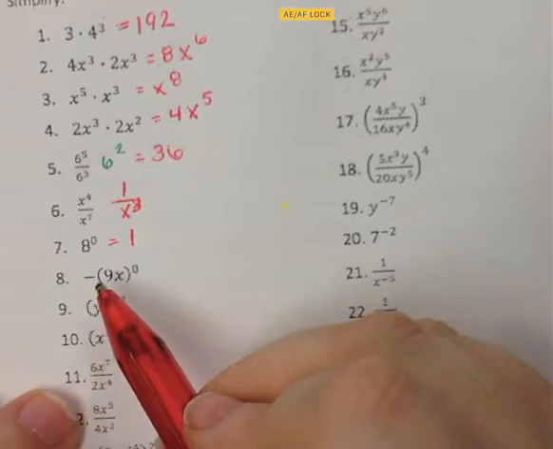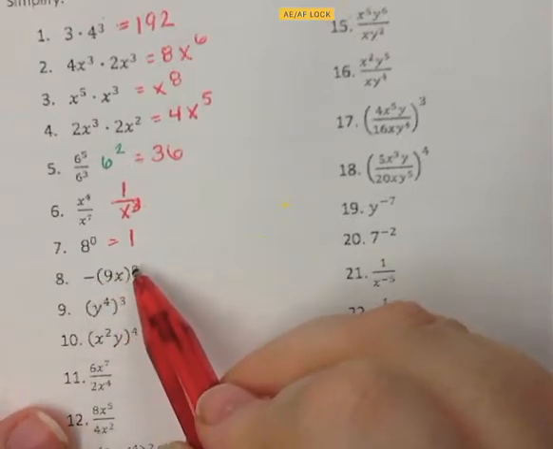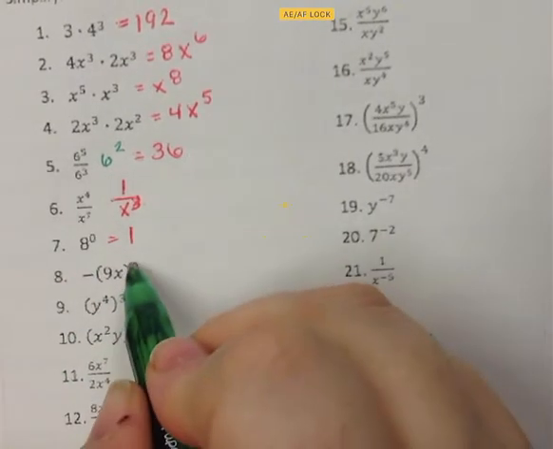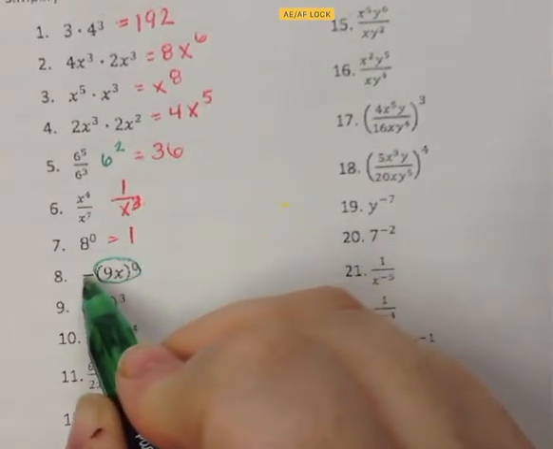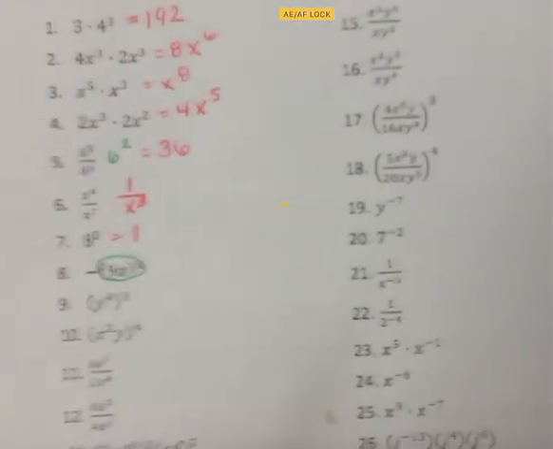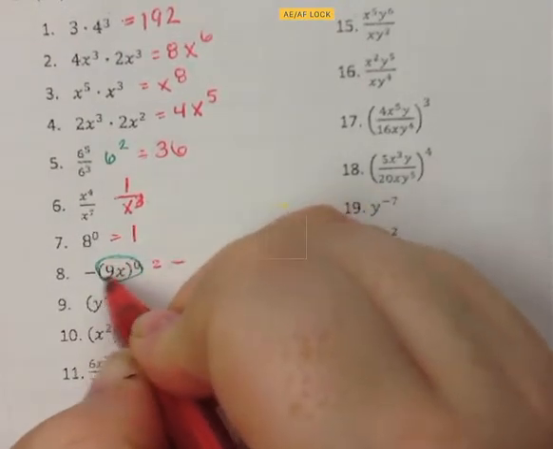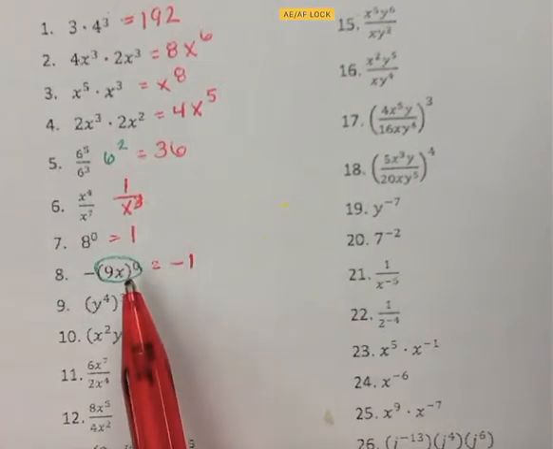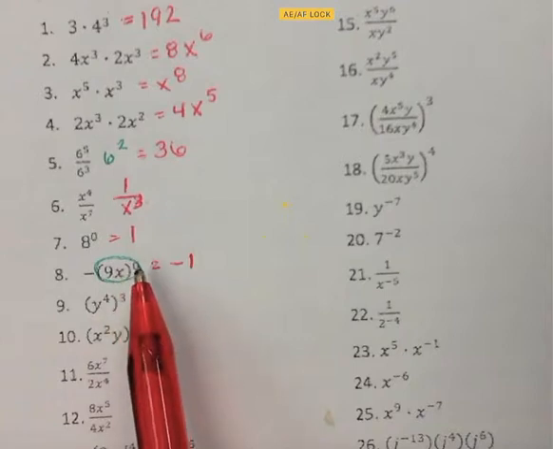On number 8, we have negative parentheses 9x parentheses raised to 0. So again, this 0 is attached to this 9x, to this parentheses right here. So this section is equal to 1. But that negative on the outside is still there. So that's really a negative on the outside. Then all of this becomes a 1. So it becomes a negative 1. So again, that's why I was saying be careful about what your exponent is attached to. You have to be very clear about where the exponent is attached.